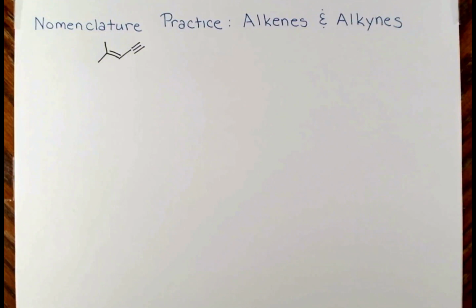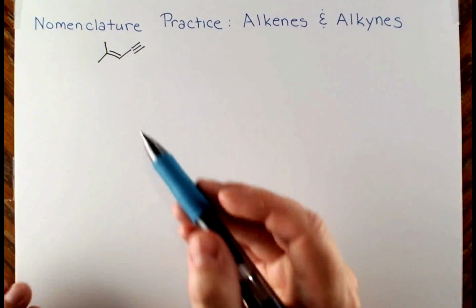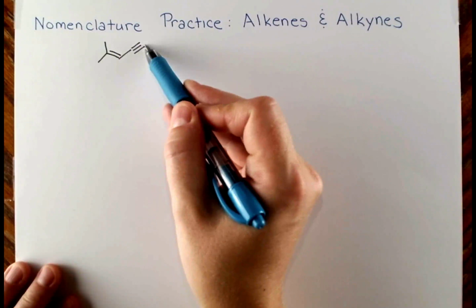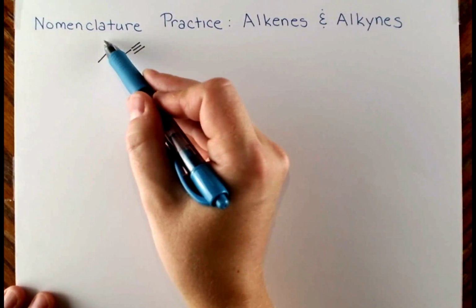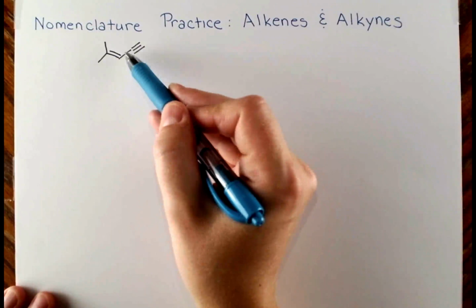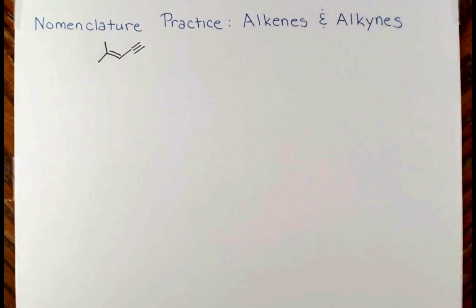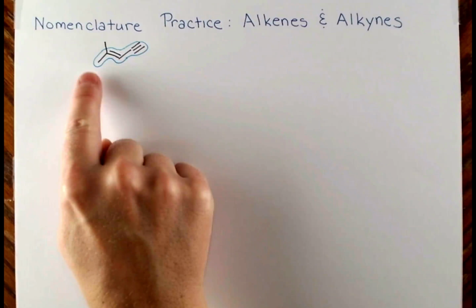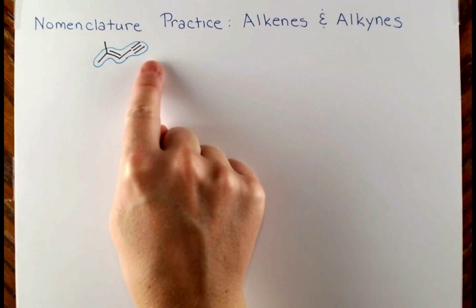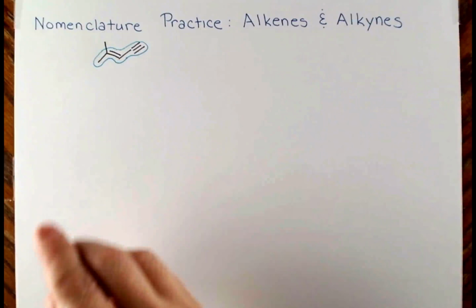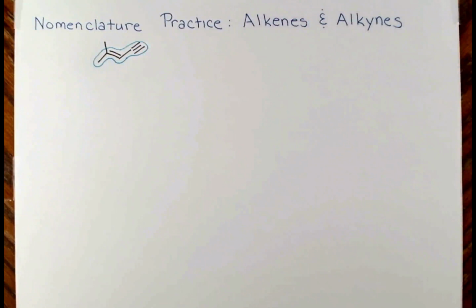As always with nomenclature problems, we need to start by identifying our longest carbon chain. If we count from this end, 1, 2, 3, 4, 5. And if we count from up here, it'll be the same, 1, 2, 3, 4, 5. So we can circle either this or this chain here. Now we need to figure out which end to number from, this end or this end. Well, we want to use the end where we hit the multiple bond first. So we're going to start numbering here on the right.